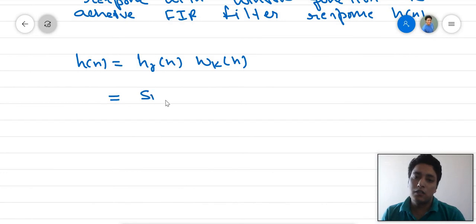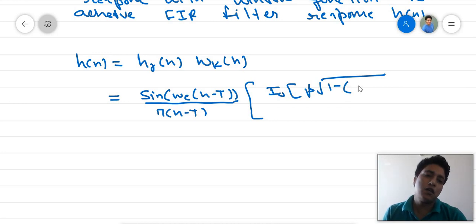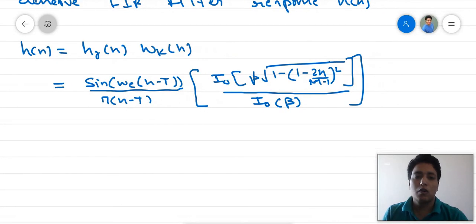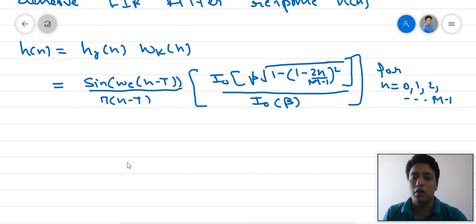So hd[n] is sine omega c (n minus tau) over pi (n minus tau), where Wk[n] is I naught of beta under root 1 minus (2n by m minus 1) whole square, over I naught beta, for n equals 0, 1, 2 up to m minus 1.